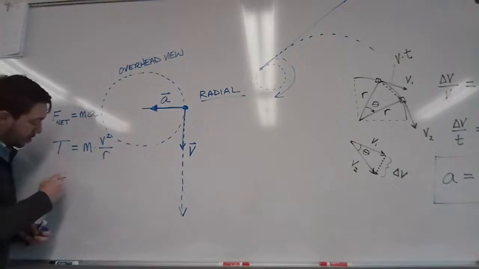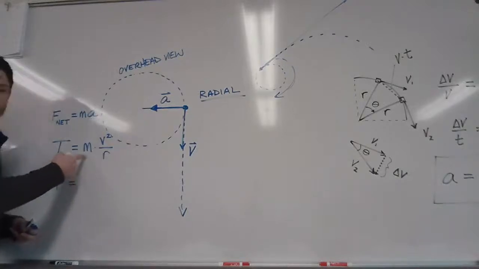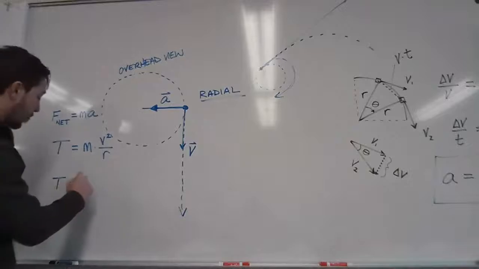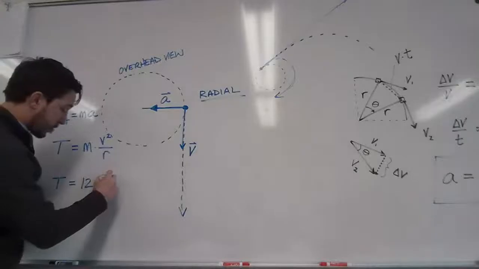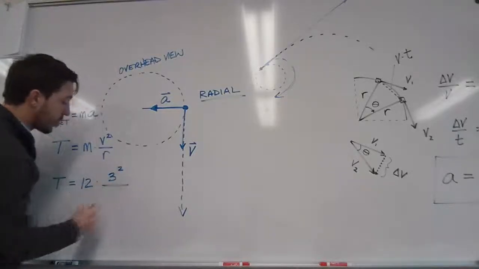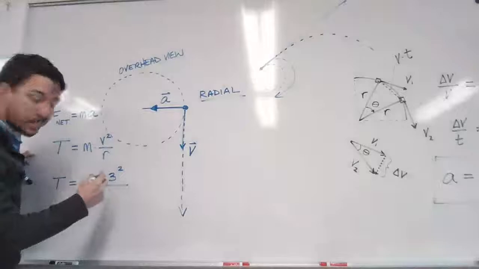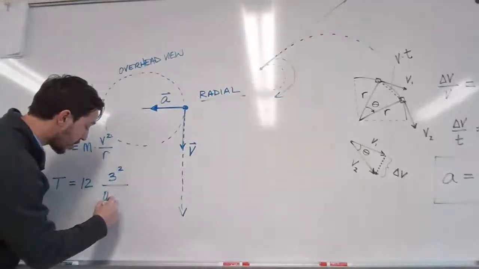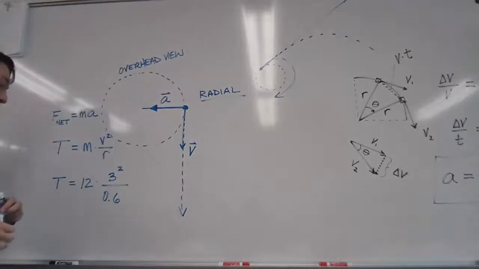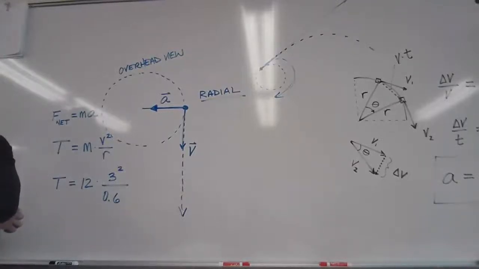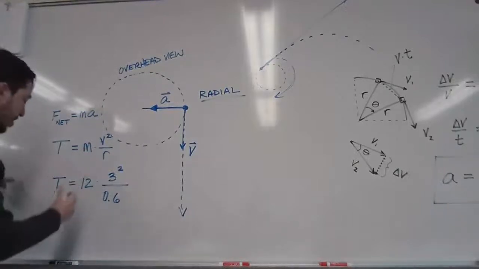So my tension is, what's the mass here? 12 times v squared, so 3 squared divided by the radius, which was 0.6 meters. It's 3/5. So what do you get there? 15 times 12? Whatever that is. 180. Sounds right to me.